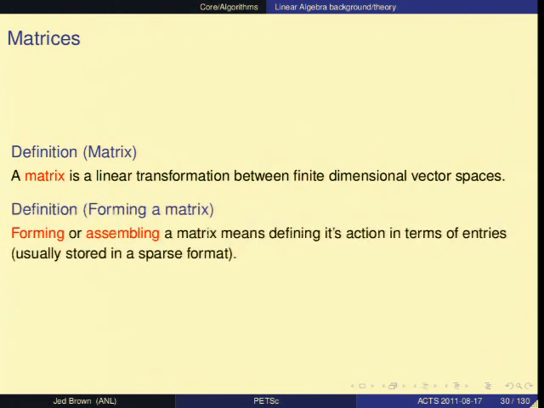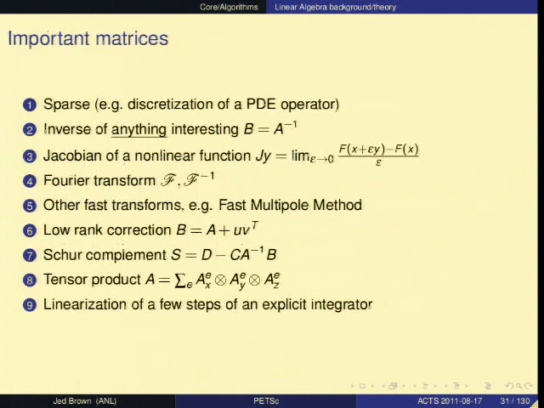Now, if you form or assemble the matrix, that means defining it in terms of entries. Then you have those available. That's some sparse matrix. So there's lots of matrices out there, right? Sparse matrices, of course, we've heard of. Dense matrices, we've heard of. The inverse of anything interesting is dense, but it's also a linear operator, so it's useful sometimes.